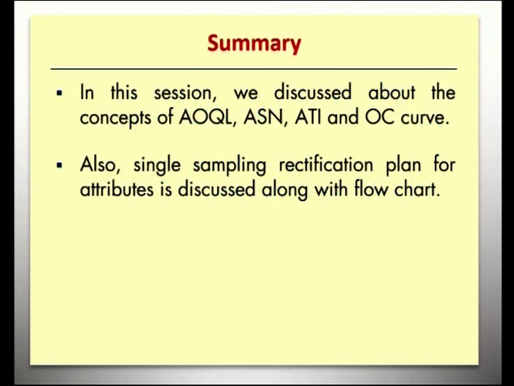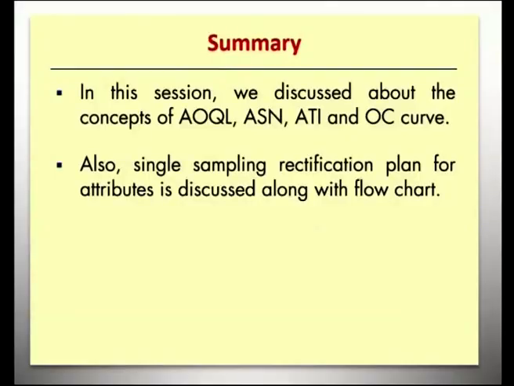In this session, after recalling the various concepts related to acceptance sampling plan, we talked about the concepts of average outgoing quality limit AOQL, average sample number ASN, average total inspection ATI, and operating characteristic curve OC curve. Also, a single sampling rectification plan for attributes is discussed along with the flow chart. Determination of n, the sample size, and c, the maximum allowable number of defectives, is also discussed in this session.